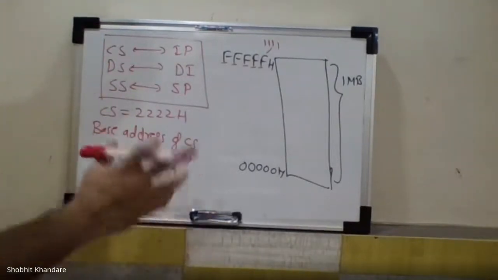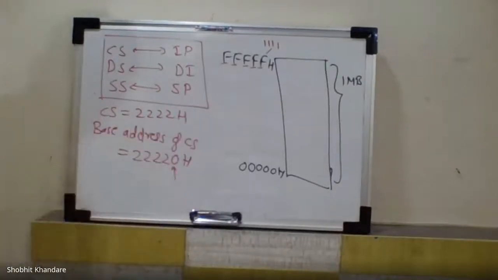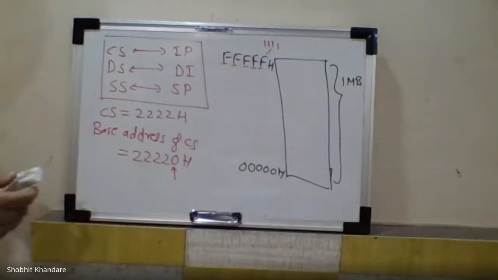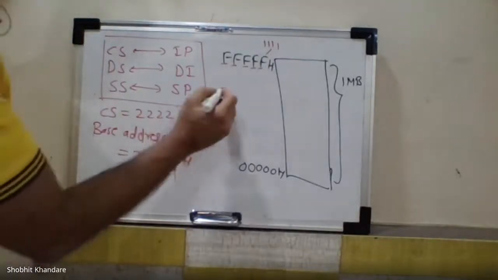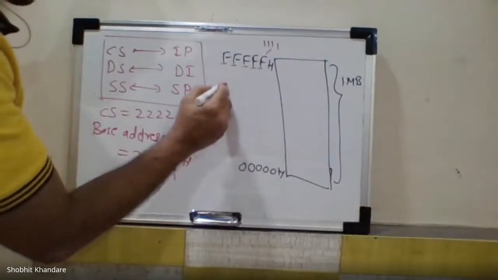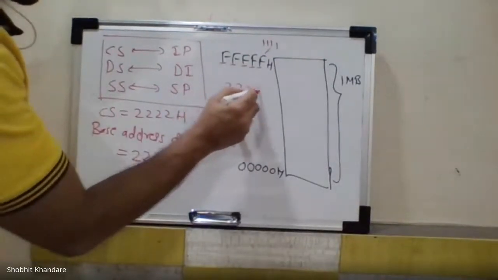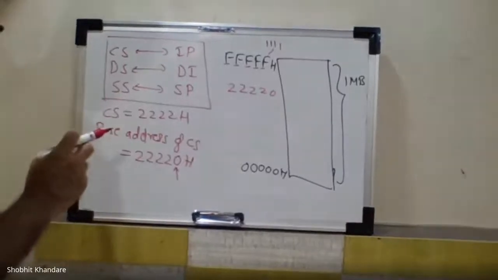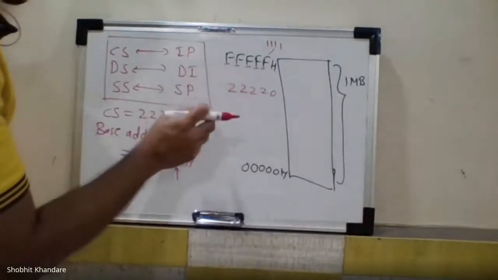Where is this appending happening? It is happening in the BIU. After this, now calculate the physical address. You know the equation: base address plus offset address. Now what is your base address? It is 22220, and your offset address is 1234.